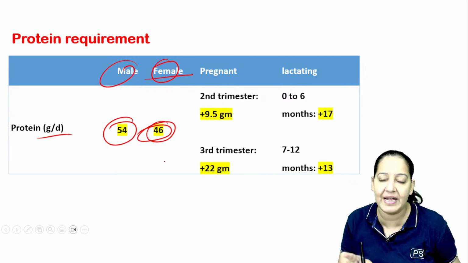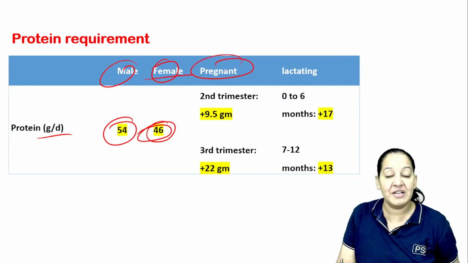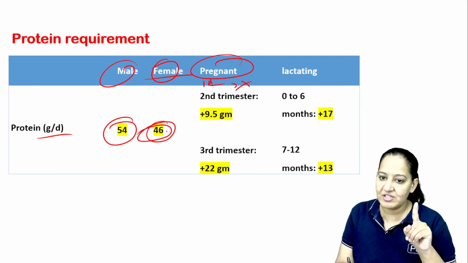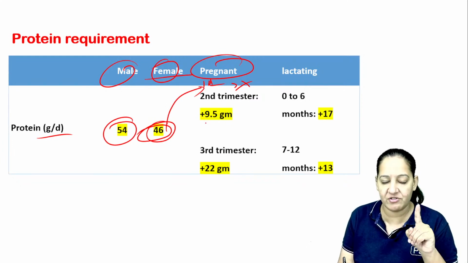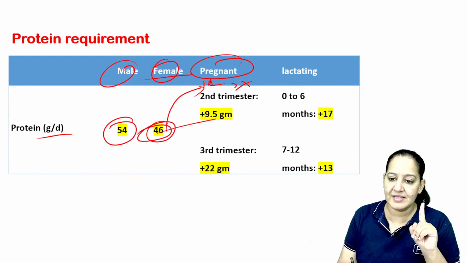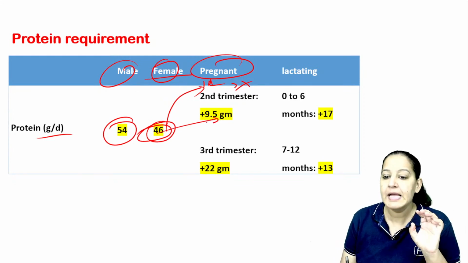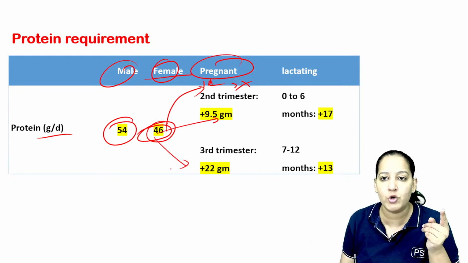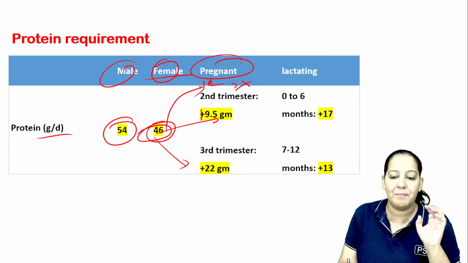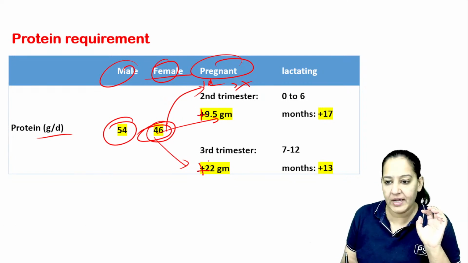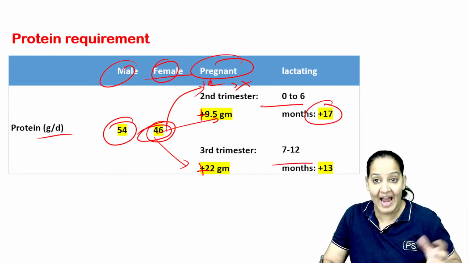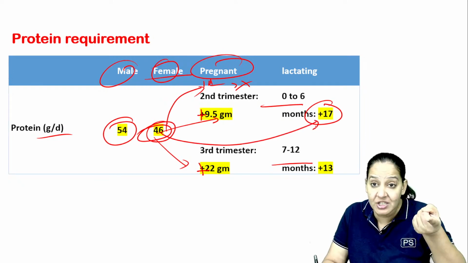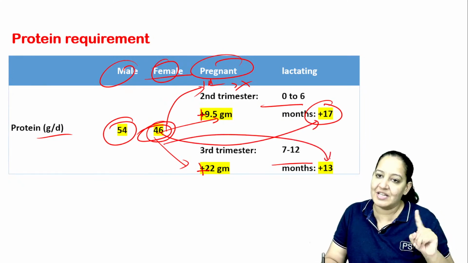I am telling you grams per day. During pregnancy, it differs trimester wise. In the first trimester, no additional protein is required. So during the first trimester, it's 46 only for the female. Second trimester, 46 plus 9.5, whatever is the answer. And during third trimester, 46 plus 22, whatever is the answer. So learn the additional, plus 9.5 and plus 22. And during lactation, the first 6 months is an additional 17, so 46 plus 17, whatever the answer. Or 46 plus 13 for the next 6 months, whatever the answer.